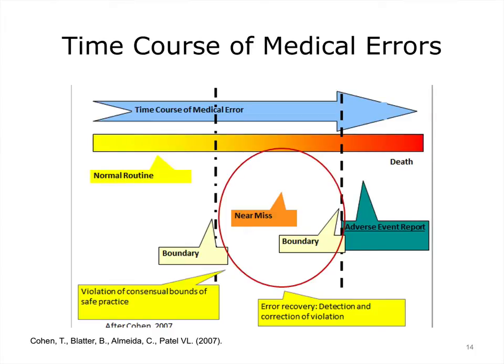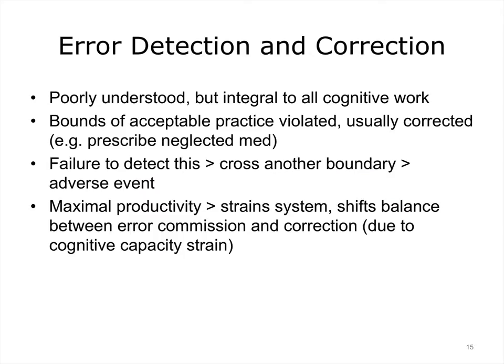Errors only happen when certain things happen before. The process approaches and exceeds the boundaries of normal practice and then adverse events occur. Error detection and correction is poorly understood, but essential to all cognitive work. Errors happen when the boundary of acceptable practice is violated. Usually, this is corrected. An example is a medication not being prescribed at the right time. Then this omission is detected and the medication is prescribed.